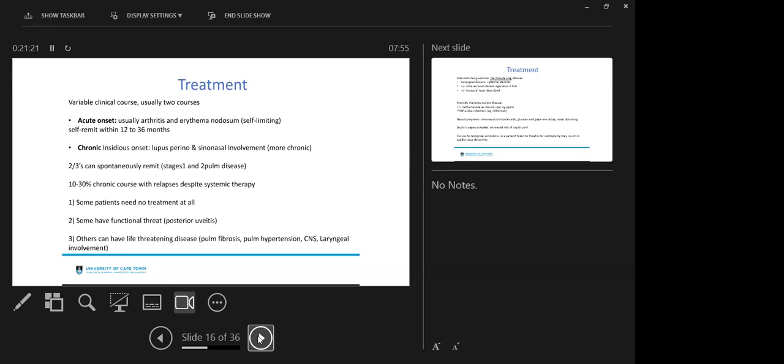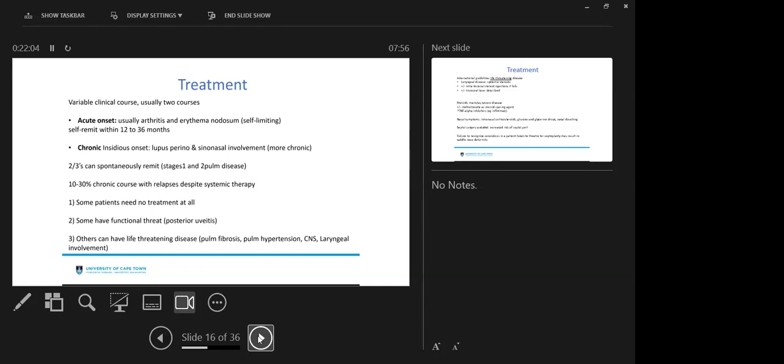In this population group, you may see lupus pernio, as we mentioned before, but you also may not. About 2/3 of sarcoid patients with early pulmonary disease can actually remit spontaneously. And that leaves around 30% that develop a more chronic course with multiple relapses, even despite giving them systemic therapy. So in essence, some of our sarcoid patients will need no treatment at all. However, some can present with a functional threat, like a posterior uveitis with vision-threatening organ involvement, and others can have life-threatening disease, although this is the minority of patients.